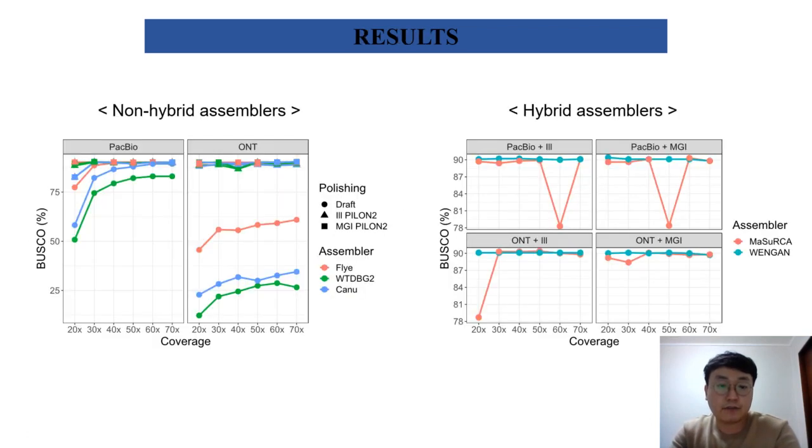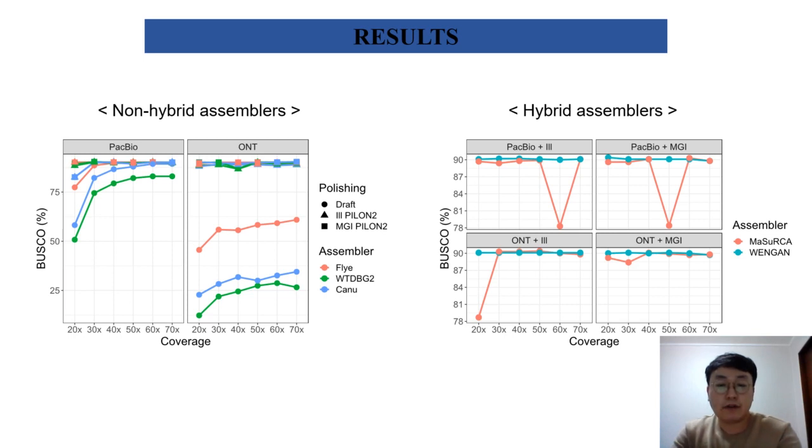These results show BUSCO completeness of 2 assembler types, non-hybrid and hybrid. First, the completeness of non-hybrid assemblers represents assemblies based on PacBio Sequel got higher BUSCO value than that of nanopore. By counting the number of homopolymers in each sequencing dataset, we revealed that PacBio data had about 2-fold larger homopolymer than nanopore dataset, and this difference made the gap of accuracy in draft assemblies.